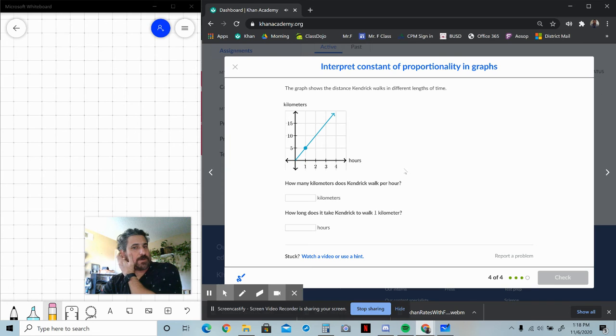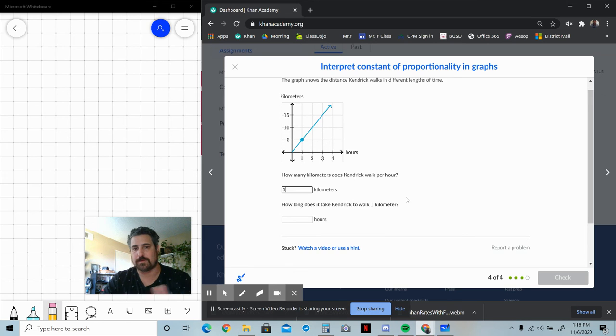It says the graph shows the distance Kendrick walks in different lengths of time. So here we can see that it takes him 1 hour to walk 5 kilometers. So that's his rate, 5 kilometers per hour. That's the speed he's walking. So how many kilometers does Kendrick walk per hour? He walks 5 kilometers per hour.